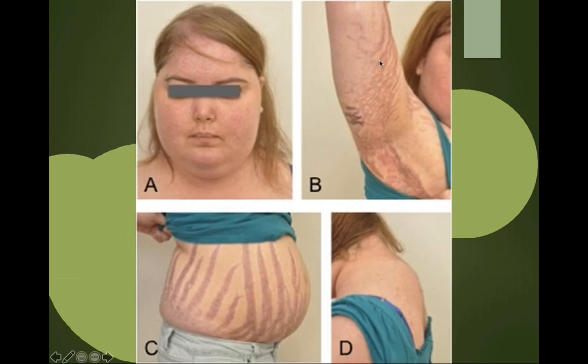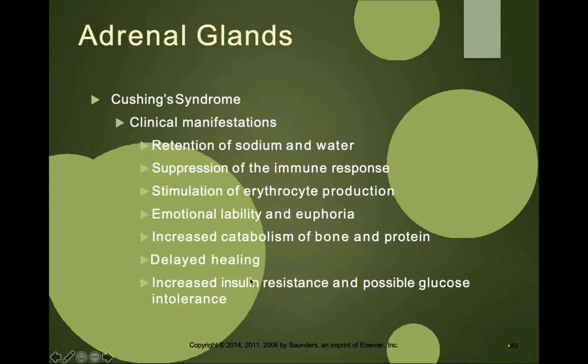So here are the purple striae, here's the round face, here's the Dowager's hump or the buffalo hump here at the base of the neck. It's C7, T1, and again, purple striae. This is Cushing's syndrome. The clinical manifestations, you're going to get retention of sodium in water, suppression of the immune system, stimulation of the red blood cells, emotional lability and euphoria, increased catabolism, right? You're breaking down bone and proteins, delayed healing, and increased insulin resistance and possible glucose tolerance.